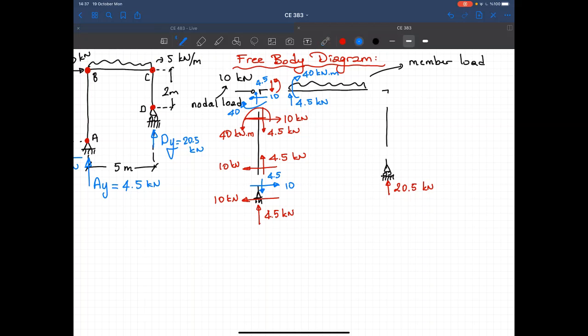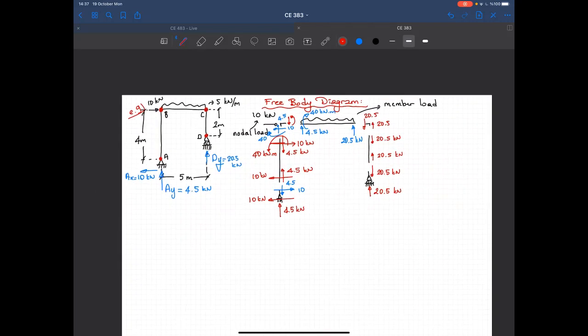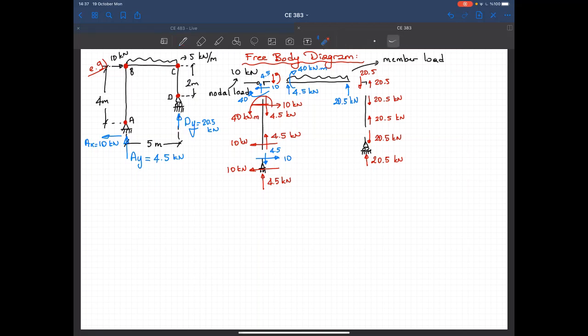So let's switch to the other side. For equilibrium, I should have 20.5 kilonewtons here. 20.5. And at this end, I should have another reaction equal to 20.5 kilonewtons. And these are all 20.5 kilonewtons. Now, we are done. All the nodes are in equilibrium, as well as all the members.